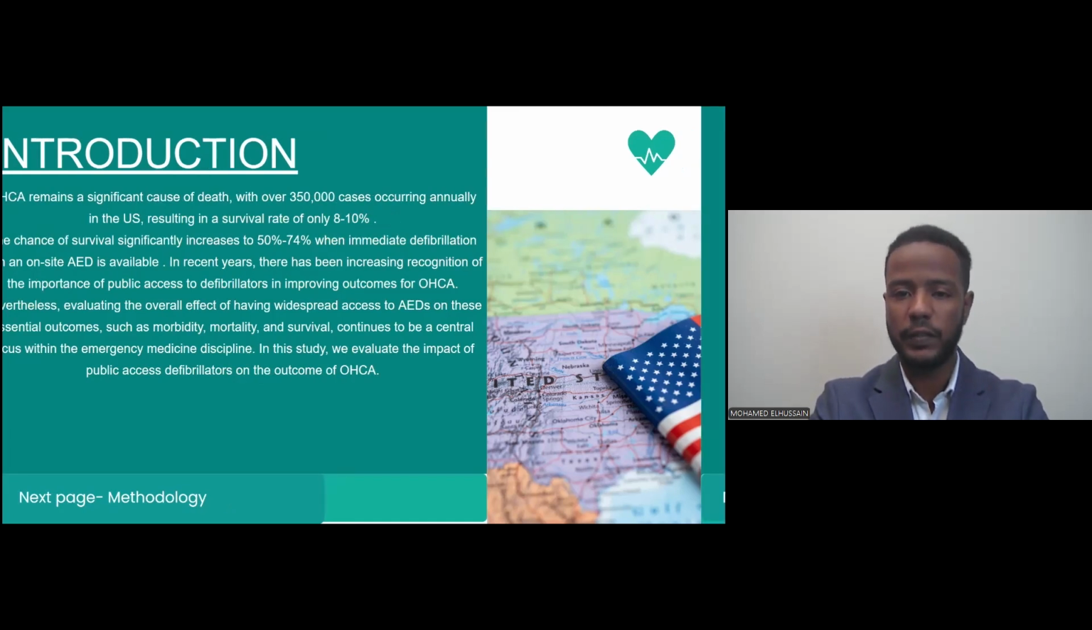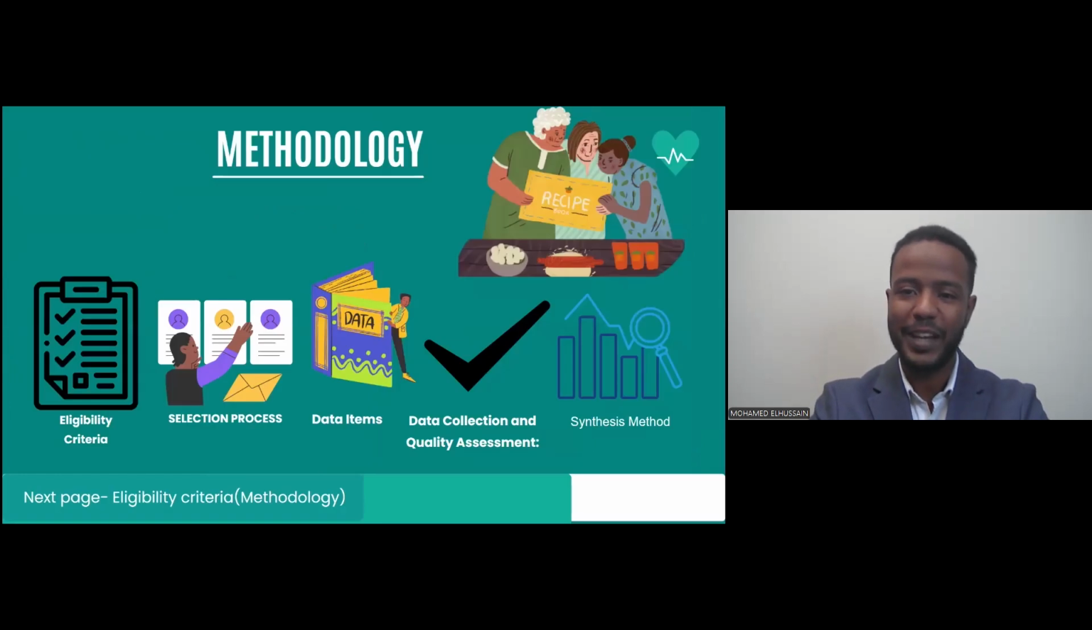So next is the methodology. As you can see, the methodology is the instructions and the cooking and the ingredients for this presentation. So we're going to give you the details that will allow you to get the same results. As you can see in the middle of the screen, these are the 5 components of our presentation: methodology, eligibility criteria, selection process, data item, data collection and quality assessment, and finally the synthesis method.